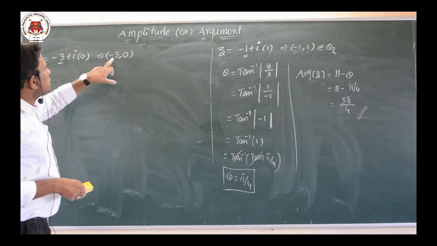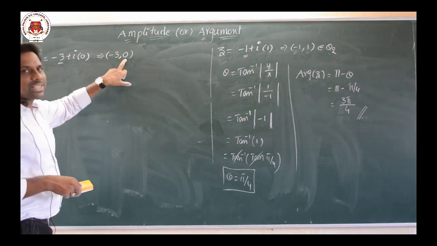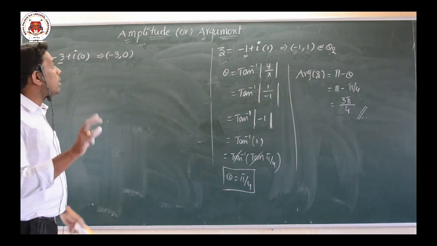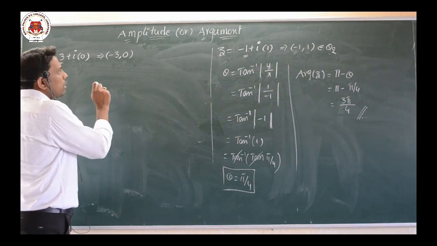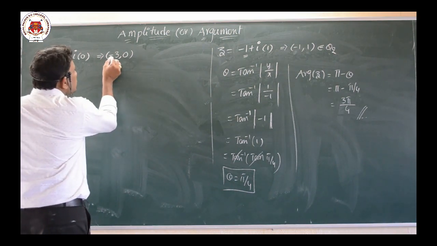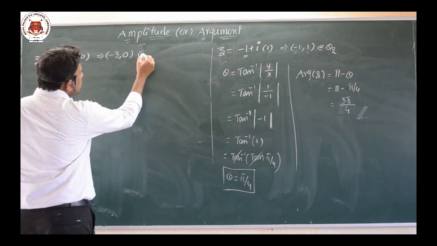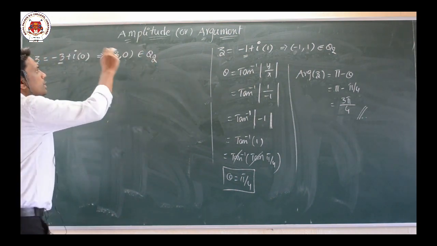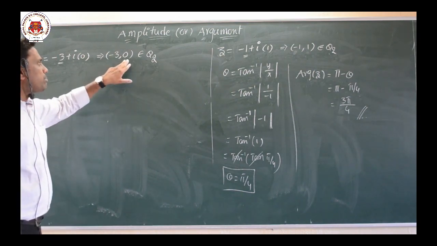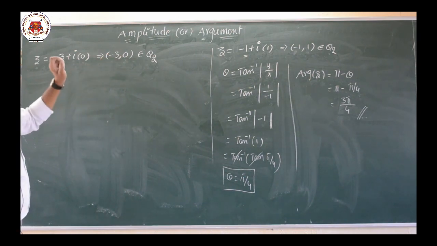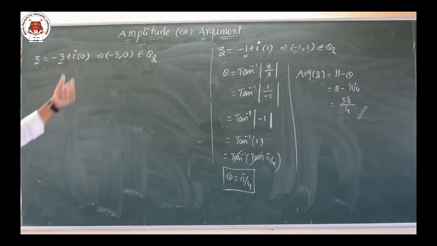Sir, x is negative, then what about y? Is y negative or positive? Children, 0 is always a non-negative number. A non-negative number is nothing but a positive number. So, x negative, y positive, compulsorily it belongs to the second quadrant. Only in the second quadrant is x negative and y positive.